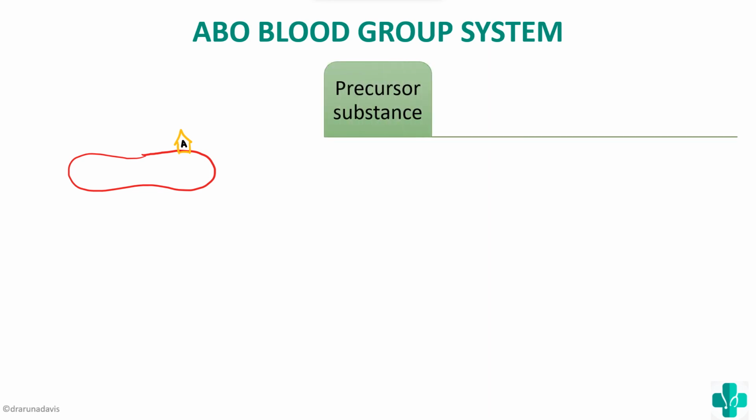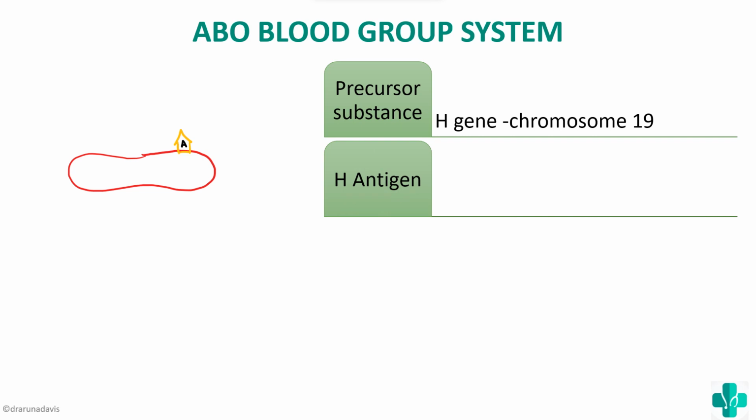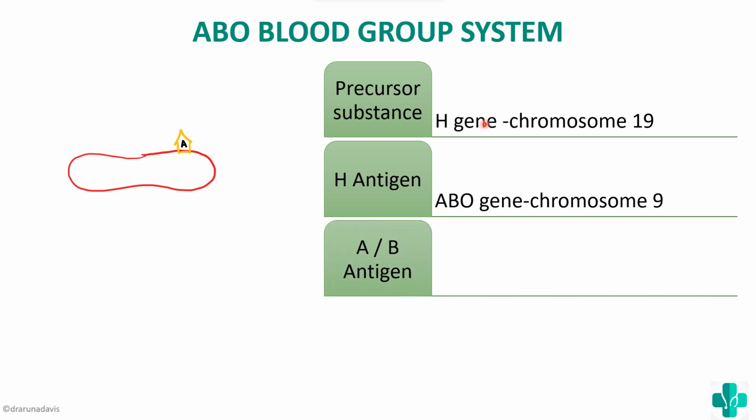From this precursor substance, if an H gene is present in an individual, it forms what is known as the H antigen. So if the H gene is present, then the precursor substance will be converted to H antigen. Now, if the ABO gene is present, based on what type of ABO gene is present, the H antigen will be converted to A, B or AB antigen, whatever the blood group is. So here you can see that there are two steps in formation of this antigen.